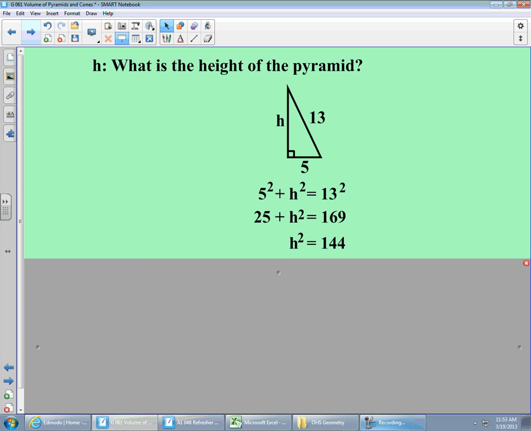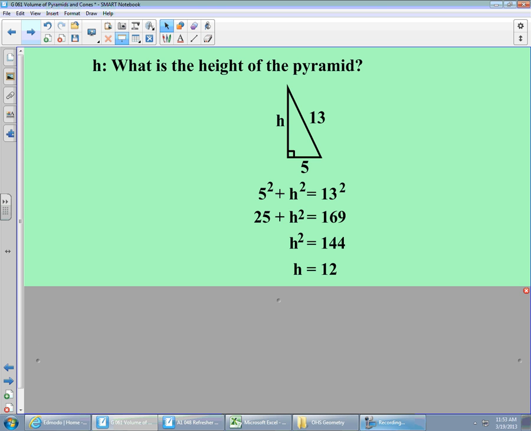And then we do not want the height squared, we just want the height. So we get rid of the squared by taking the square root of both sides, and the square root of 144 does turn out to be exactly 12. So if you remembered it's a 5, 12, 13, great. You probably saved yourself some work. If you could not remember it, you just have to go through the Pythagorean theorem. But we've got a height of 12, so now we know the overall height of the pyramid.